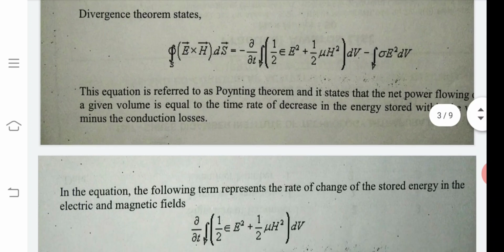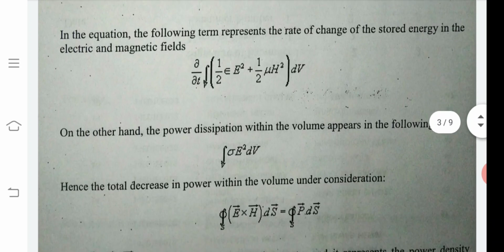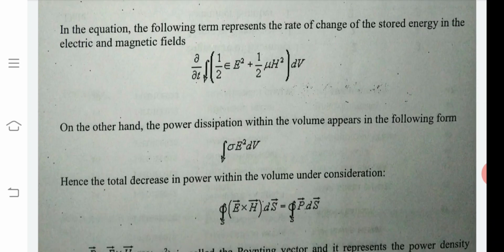minus the conduction losses. In this equation, the following terms represent the rate of change of the stored energy in the electric and magnetic fields. So, the equation can be written as ∂/∂t ∫(½εE² + ½νH²) dv, with respect to the volume. On the other hand, the power dissipation within the volume appears in the following form. Power dissipation within the volume is given as the integration of σE² dv.